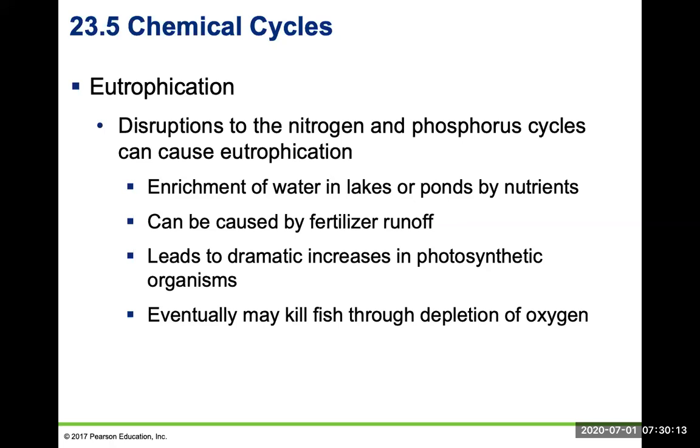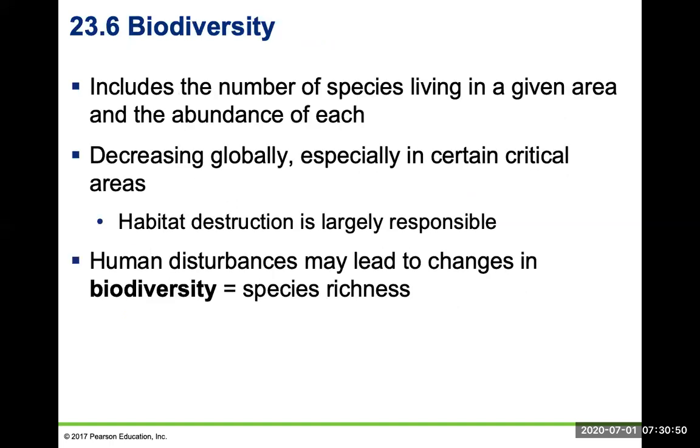Eutrophication can be caused by disruptions to the nitrogen and phosphorus cycles. Eutrophication is the enrichment of water in lakes or ponds by nutrients. It can be caused if fertilizer runs off into these bodies of water. It can lead to dramatic increases in photosynthetic organisms, and it eventually may kill fish through depletion of oxygen. So these photosynthetic organisms love the extra fertilizer, but they will cause an extreme bloom in the water, which will hurt other fish because they're using too much oxygen.